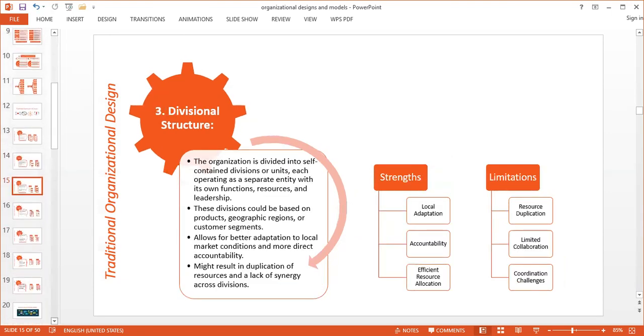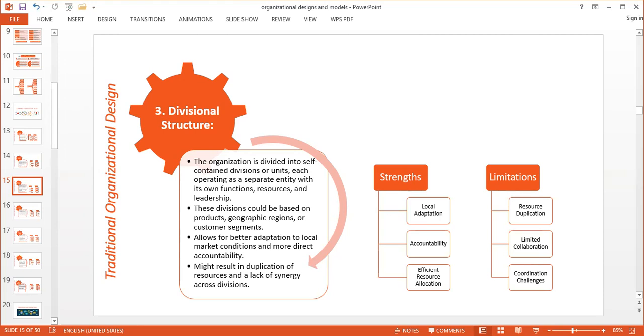Third one is divisional structure. The organization is divided into self-contained divisions or units, each operating as a separate entity with its own functions, resources, and leadership. In divisional structure, divisions could be based on products, geographical regions, or customer segments.